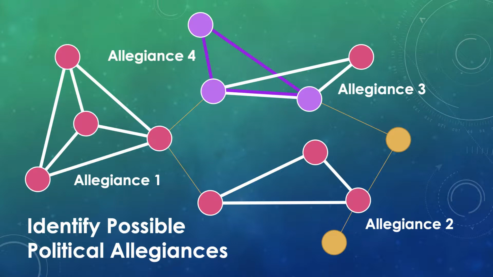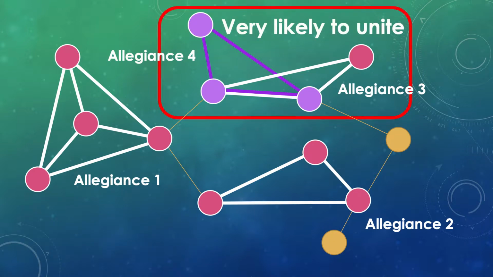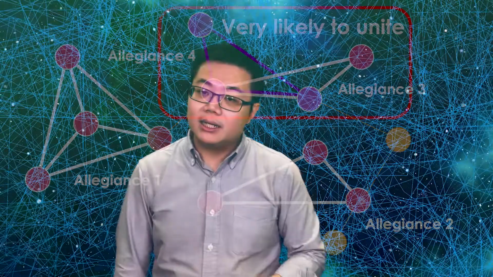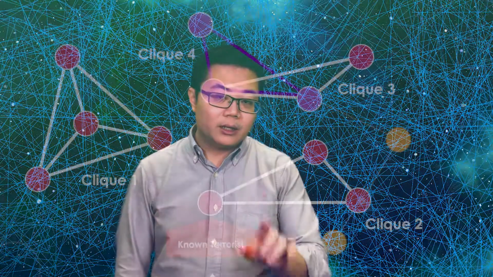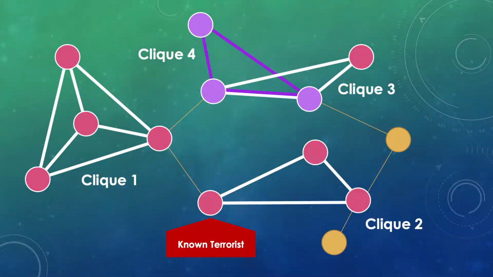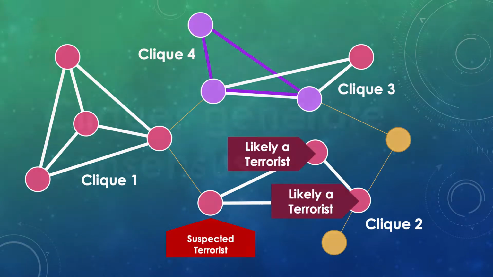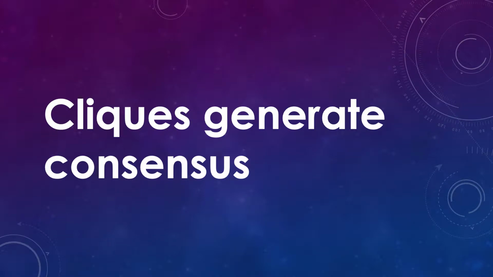Now, what's interesting about Allegiance 3 and 4 is that because the bulk of the clique overlaps in these 2 allegiances, it is very likely that both allegiances will unite. The people involved will come to the same agreement. Similarly, we can apply the identification of cliques for terrorist studies. If we can identify a terrorist and his or her clique, chances are all the other members in that clique are terrorists because again, cliques generate consensus.